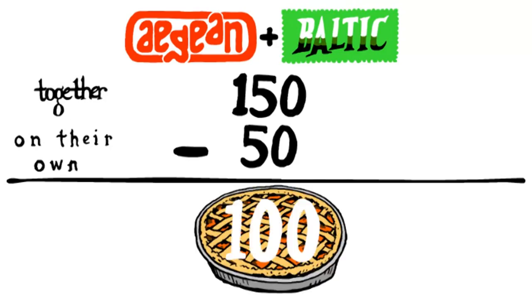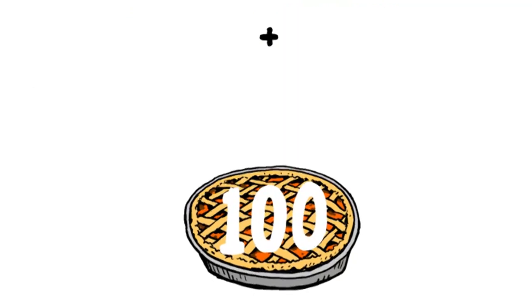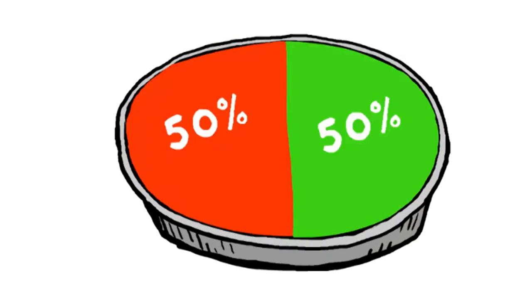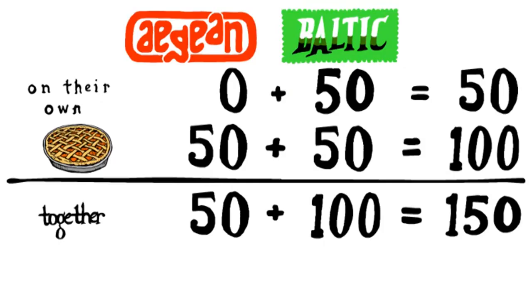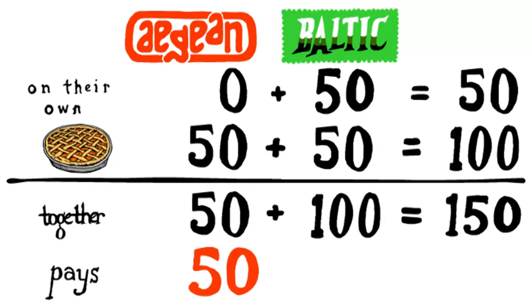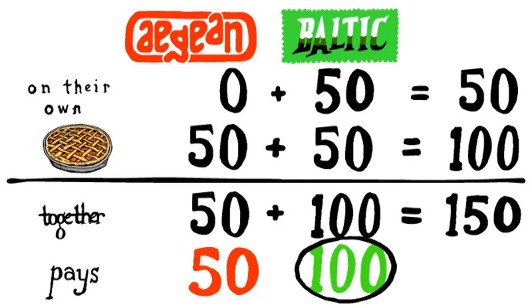Thus, the pie is 100. To get that extra 100, Aegean needs Baltic just as much as Baltic needs Aegean. That's why, once again, I think they should split the 100 evenly. Aegean gets a net benefit of 50, which means it pays 50. And Baltic gets a net benefit of 100, which means it pays 100.